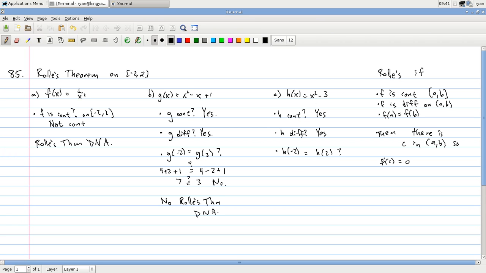We plug -2 into this function, and this gives us 4 minus 3. We plug +2 into this function, we've got 4 minus 3. So this is 1 equals 1, and yes, we have that h of -2 equals h of 2, so Rolle's theorem does apply.